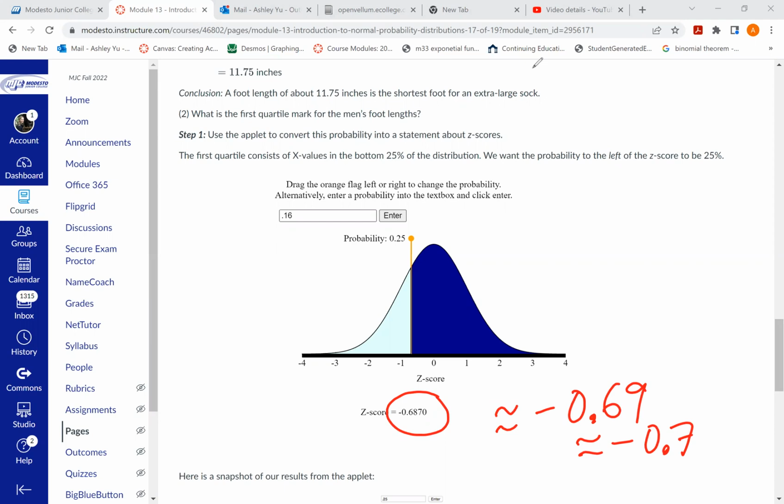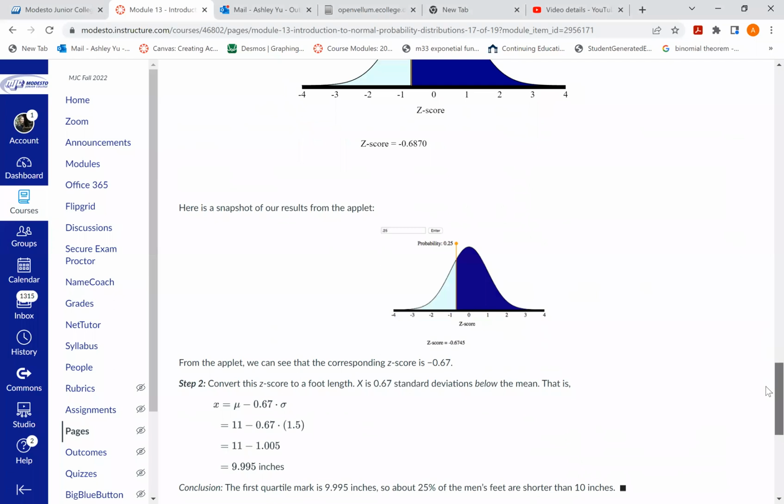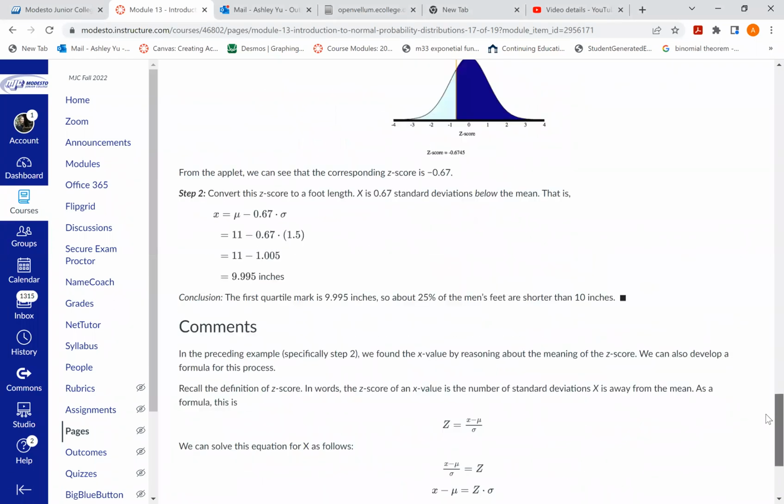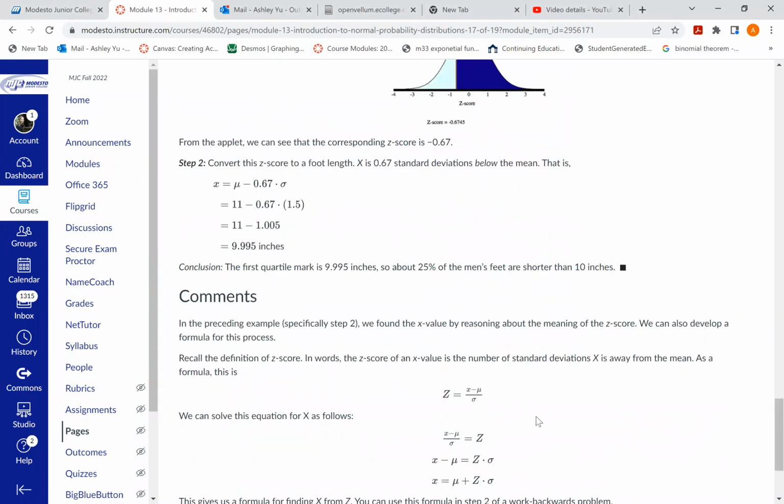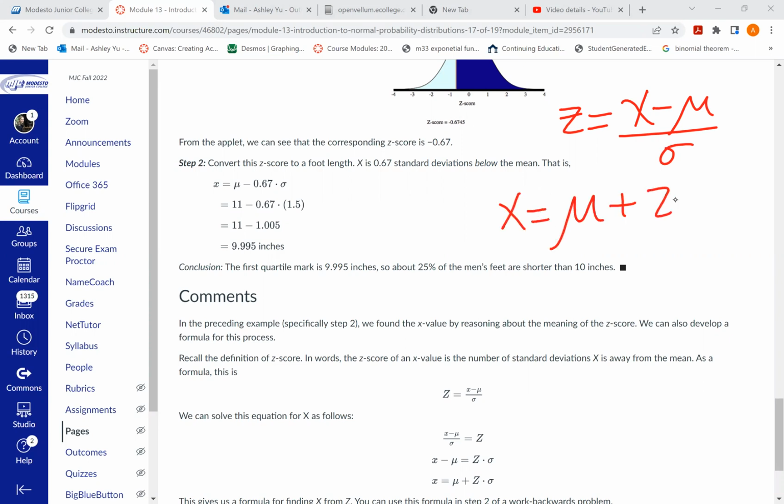Okay, so I'm going to keep that in mind. Now let's scroll down a little bit and see what they got here. So this is a snapshot of it. They said basically 0.67 or 0.68. And we'll do the same calculation as before. The z-score formula was x minus mu over sigma. But if we solve that for x, it would be x is mu plus z times sigma, or sigma times z. It doesn't really matter what order these two are in.